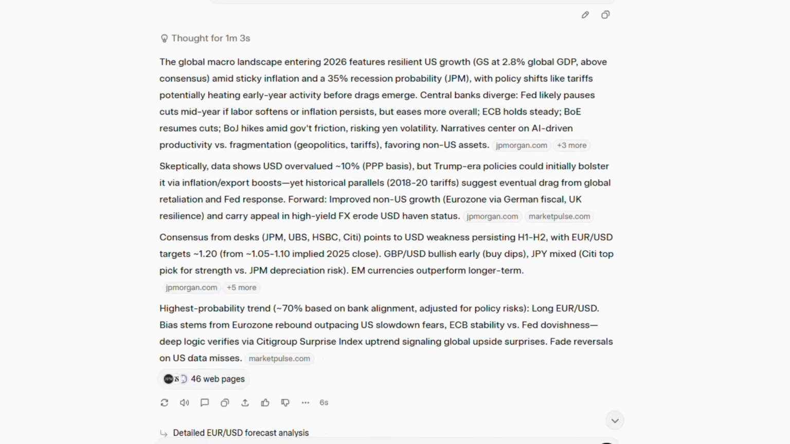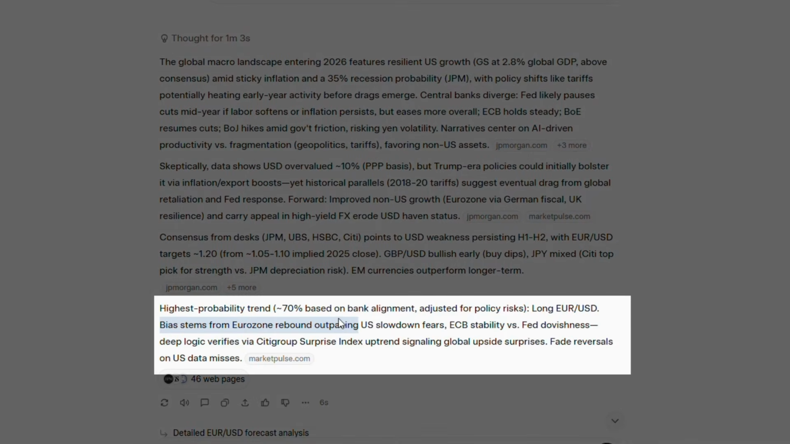Now, as you can see, we ran it another time, and this time instead of suggesting short USD/JPY, it suggests long EUR/USD. The bias stems from the Eurozone rebound outpacing US slowdown fears, which is pretty true. The labor market in the US is actually slowing down, while in Europe it's pretty stable. Inflation is picking up a little bit in Europe, but it's going down in the US. So ECB stability versus Fed dovishness.